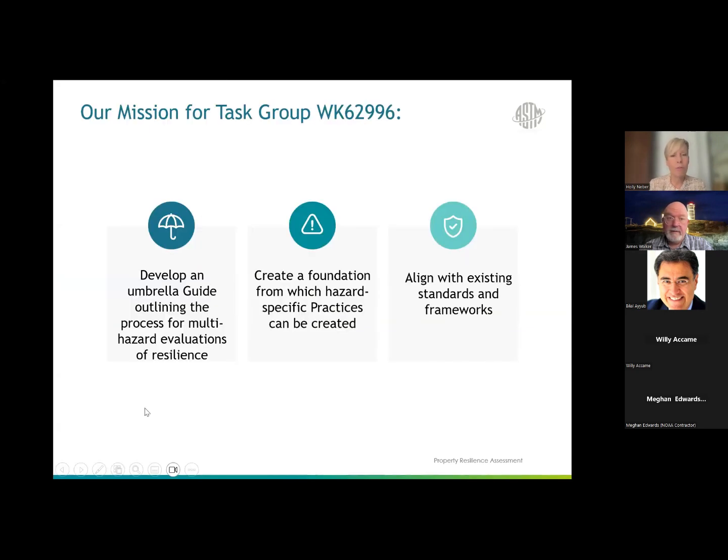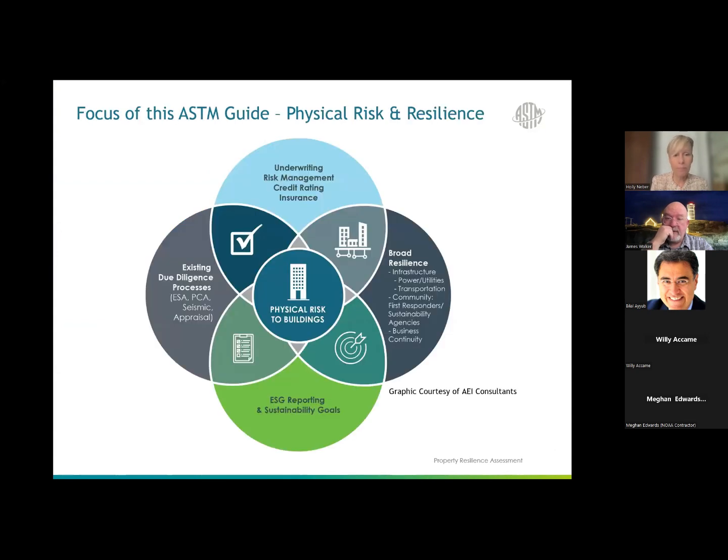So our goal when we formed our task group was to develop an umbrella guide that would outline multi-hazard evaluations for resilience, to really create a foundation from which additional practices, perhaps hazard-specific practices, could be created. You know, there's so much great information and methodologies that exist for some of the hazards, but not for all. So there's a big opportunity there to continue our work. And we really wanted to make sure we were aligning with existing standards and frameworks and not causing conflicts with them.